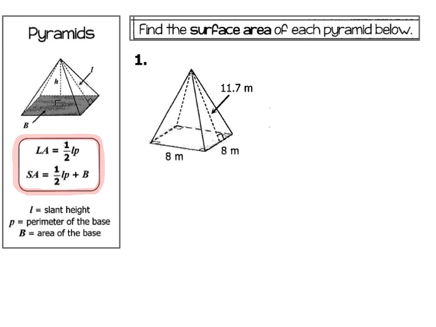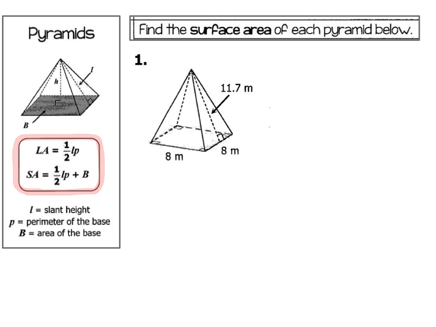Alright, so today we're going to start by talking about pyramids. Now, if you can recall, a pyramid is where we have a base and all the faces meet at a central point. So this would be a square pyramid because there's a square base and all the faces meet at this point up here.